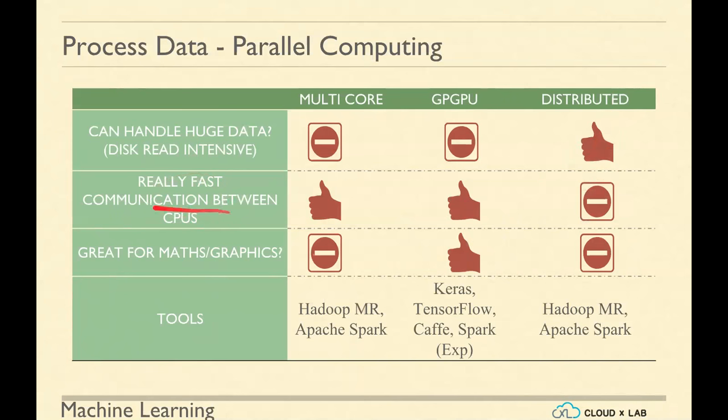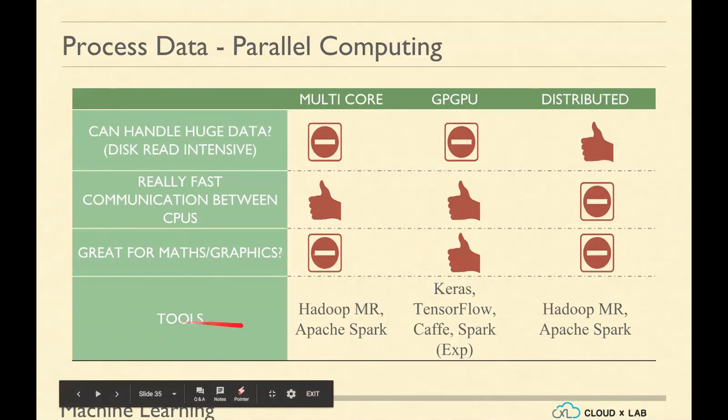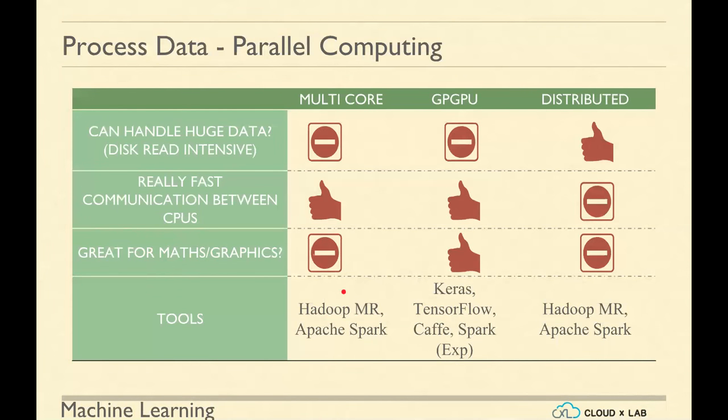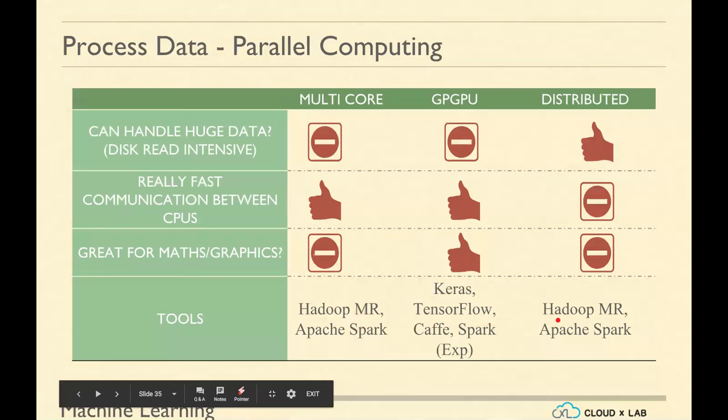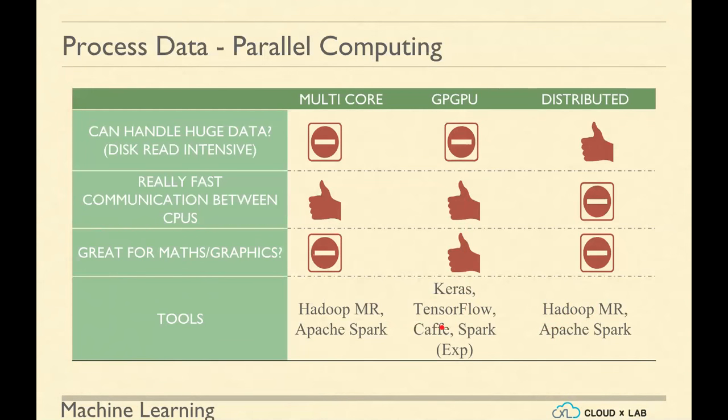If you need really fast communication between CPUs, you go for multi-core or GPU. If you want to do deep learning or machine learning where there's a lot of computation involved, then GPU is a solution. And these are the various tools for various kinds of computation. Although all of these tools are trying to support GPU as well as distributed. Say, for example, TensorFlow runs both on GPU as well as distributed. Similarly, Spark also runs on distributed as well as GPU and a combination of the two, though Spark is in experimental form when it comes to doing it on GPU. So basically, this is how we do the processing part.